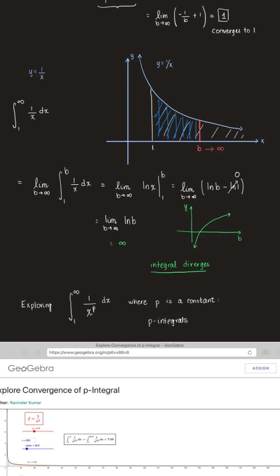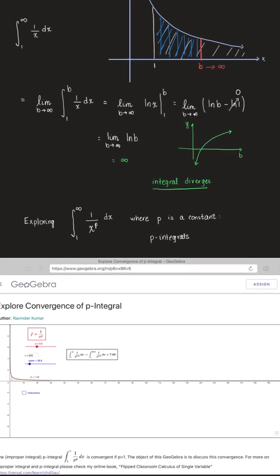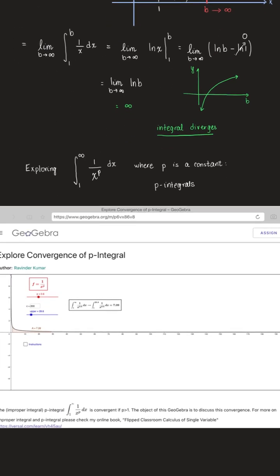Okay, let's add a little bit more here, and let's consider in general the improper integral from 1 to infinity of 1 over x to the p, where p is a constant. So we've already looked at 1 over x squared, where p was equal to 2, and that integral converged to 1. And we also looked at the improper integral from 1 to infinity of 1 over x, where p was equal to 1, and that integral diverged, did not have a numerical value.